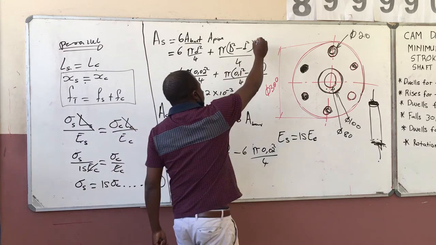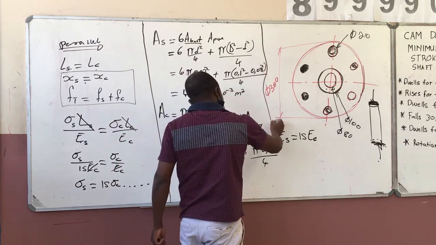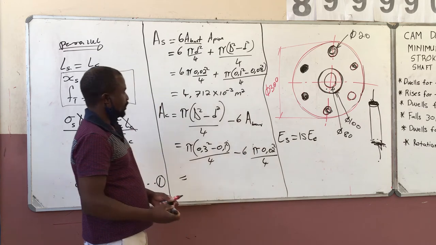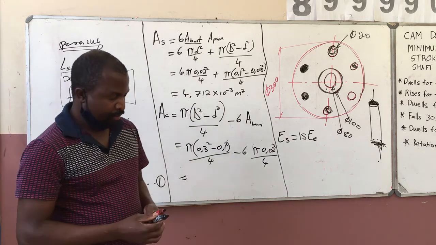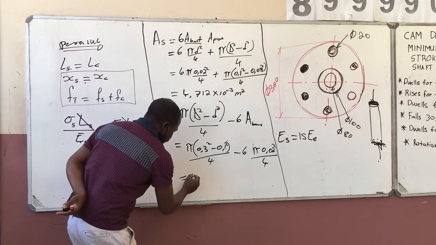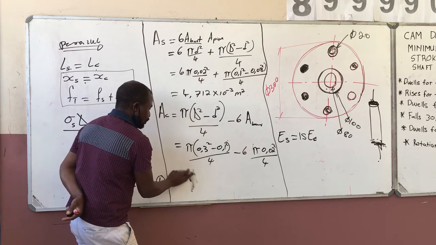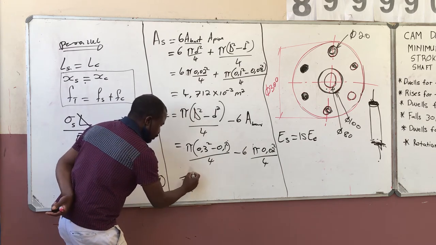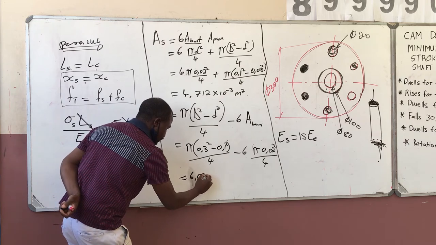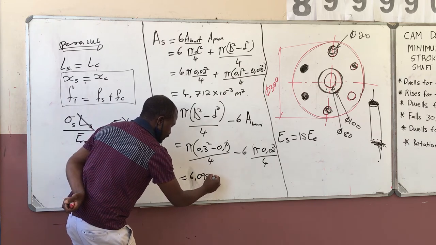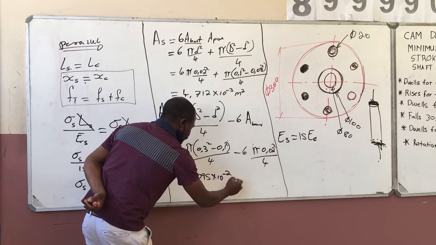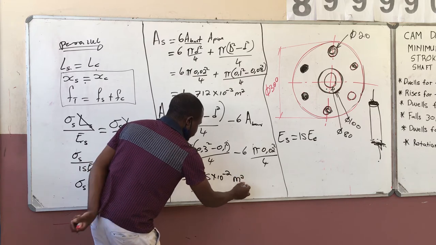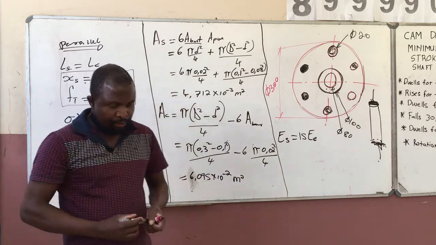What's the total area of the concrete? Put your calculator in engineering mode. 6.95 times 10 to the power negative 2 meter square. That is the area of the concrete.